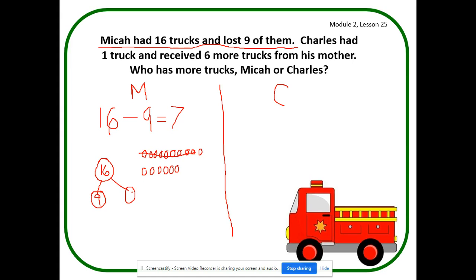Yes, 7. So let's write 7. And let's box our answer. Go ahead and press pause if you need more time.